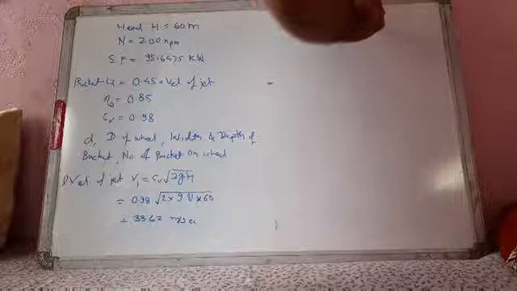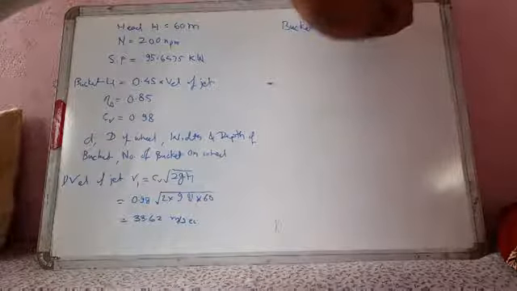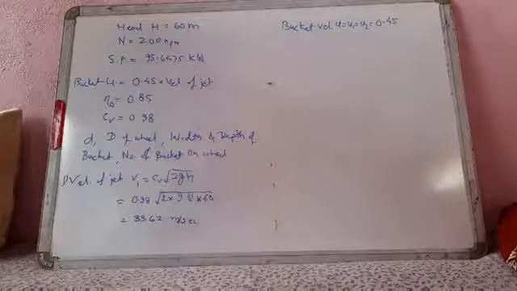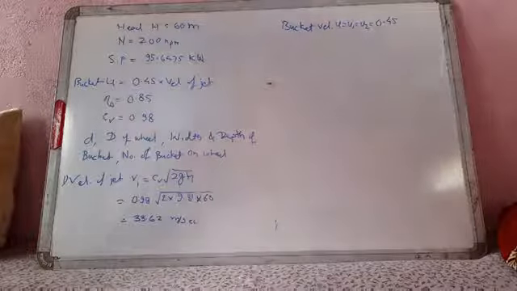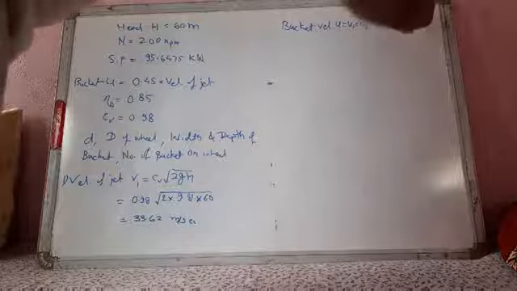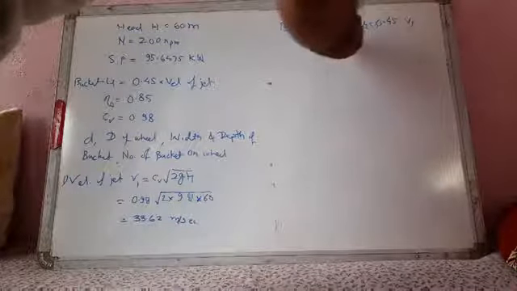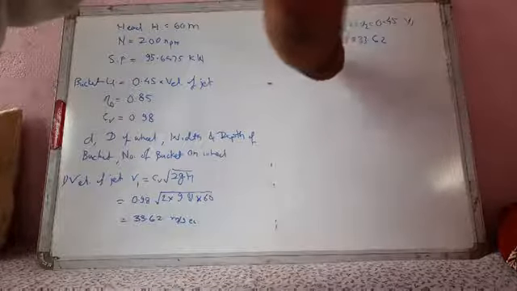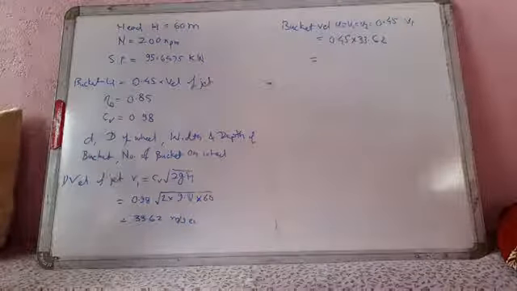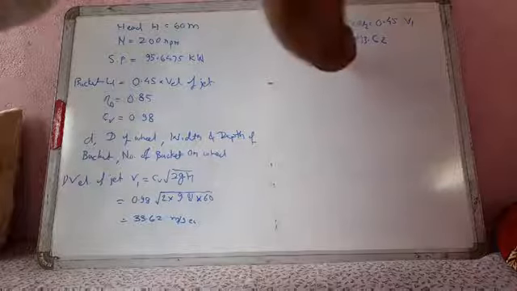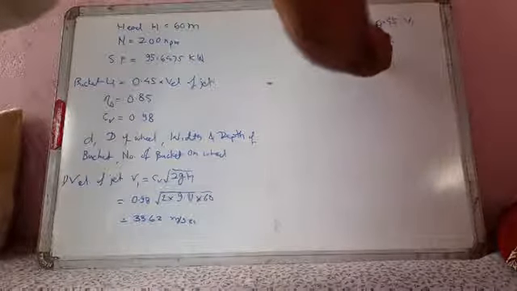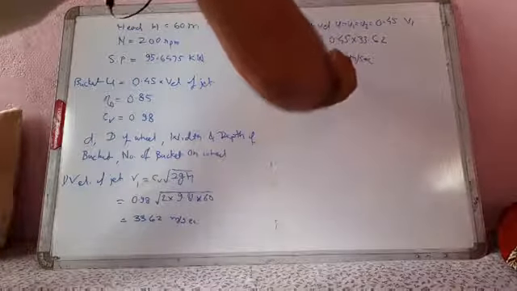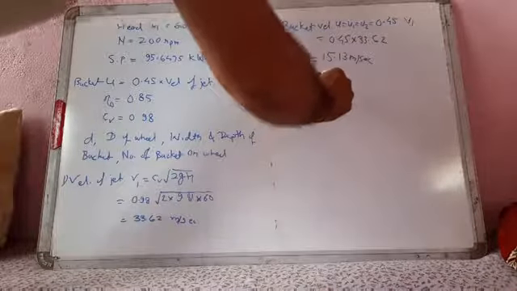So the bucket velocity u equal to u1 equal to u2 equal to 0.45 into the velocity of jet V1. So this is 0.45 into 33.62. So this value comes 15.13 meter per second.